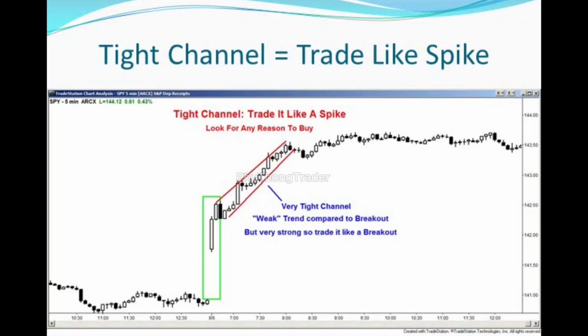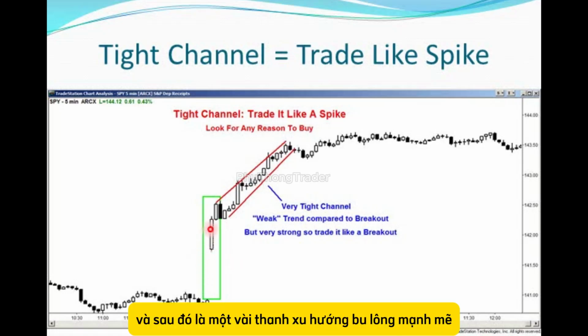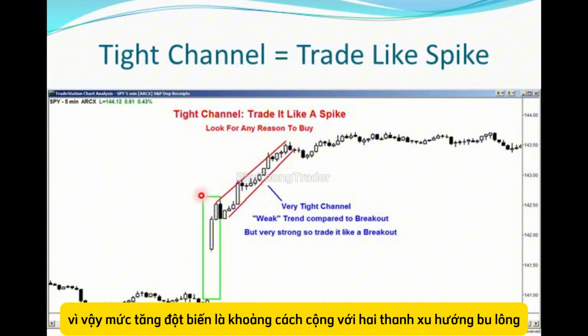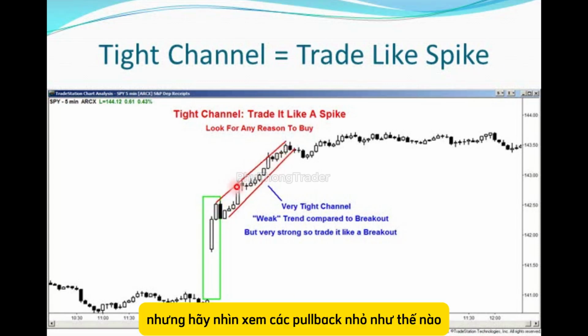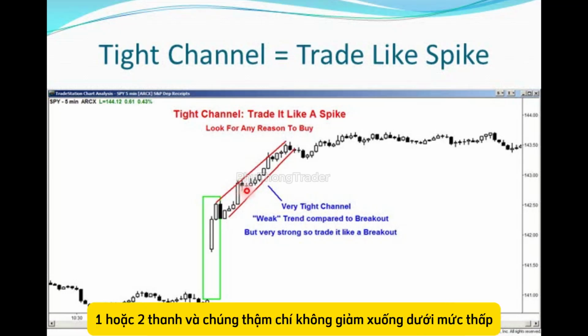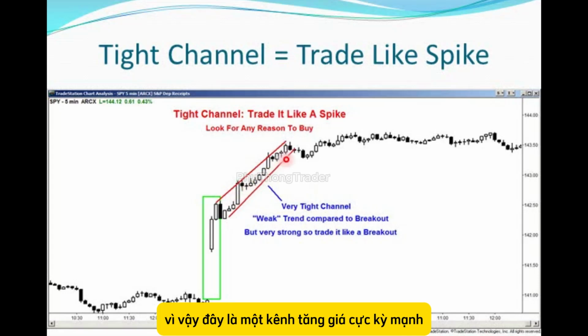Here we have a gap up and then a couple strong bull trend bars. So the spike is the gap plus the 2 bull trend bars. And then you can draw 2 lines that contain the price action. So this is a channel. But look how small the pullbacks are, 1 or 2 bars, and they don't even fall below the prior bar. So this is an extremely strong bull channel.